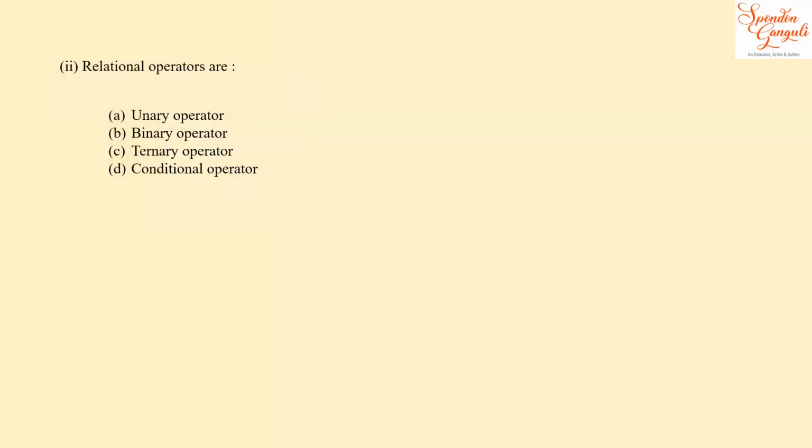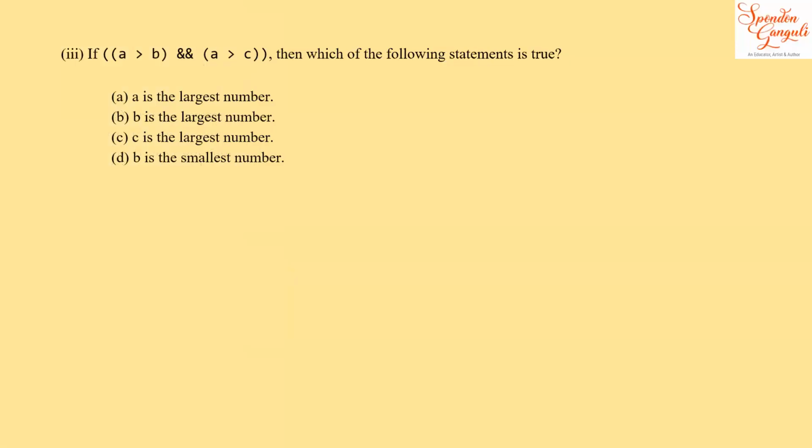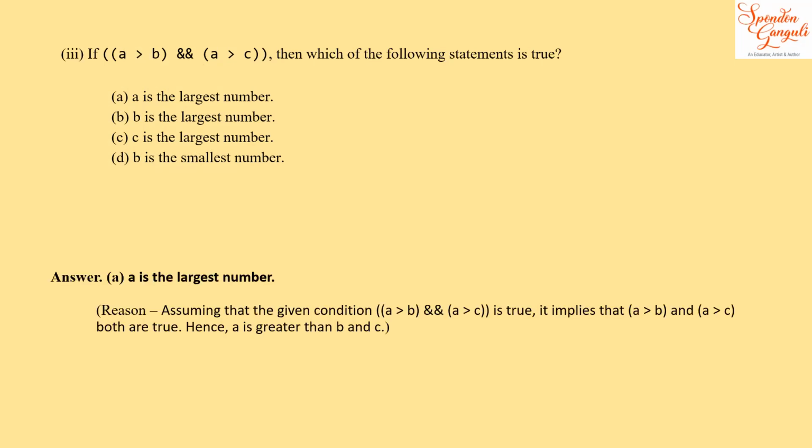Moving on to the second question. Relational operators are: unary operator, binary operator, ternary operator, conditional operator. The answer is binary operator. A relational operator compares two operands and returns true or false. Next question. If A greater than B and A greater than C, then which of the following statements is true? A is the largest number, B is the largest number, C is the largest number, B is the smallest number. The correct answer is A is the largest number.